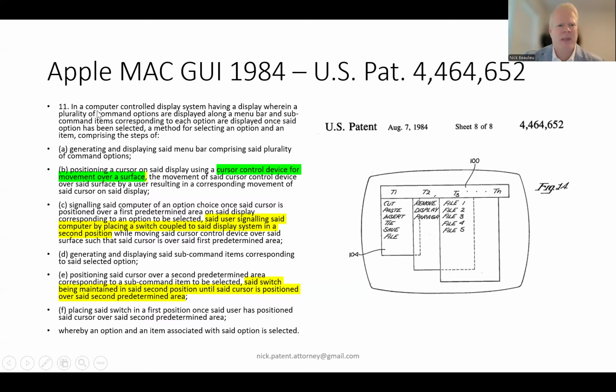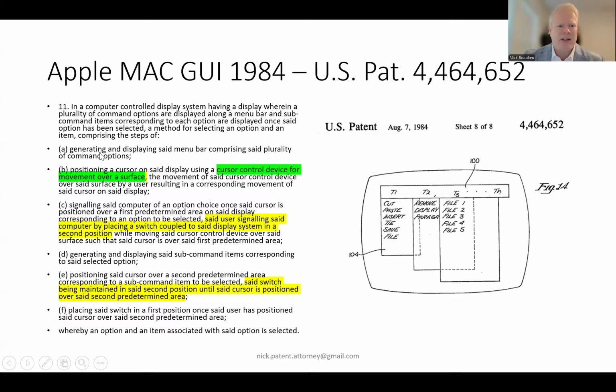So we'll say, okay, in a computer-controlled display system having a display wherein a plurality of command options are displayed along a menu bar, and sub-command items corresponding to each option are displayed once said option has been selected, a method for selecting an option and an item comprising the steps of. So that first part is called the preamble, and basically we have a computer and we have this menu bar, which I kind of talked about before, and then sub-command items. So it's a method of selecting these sub-command items.